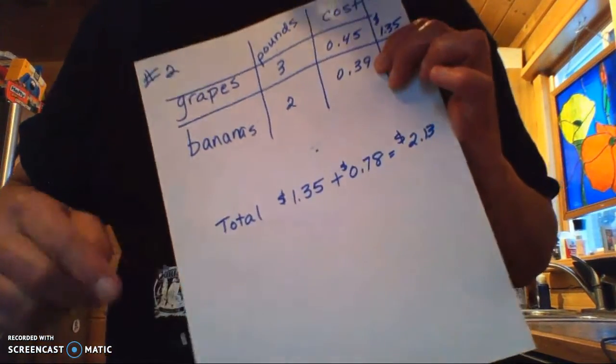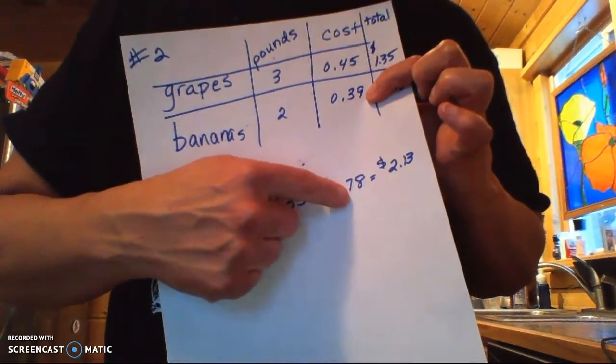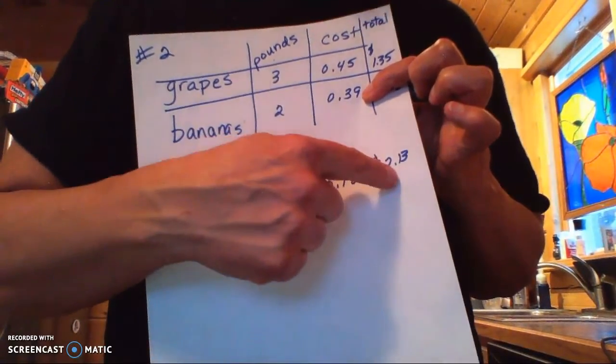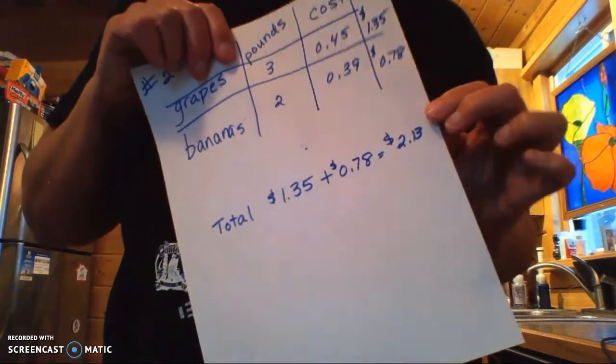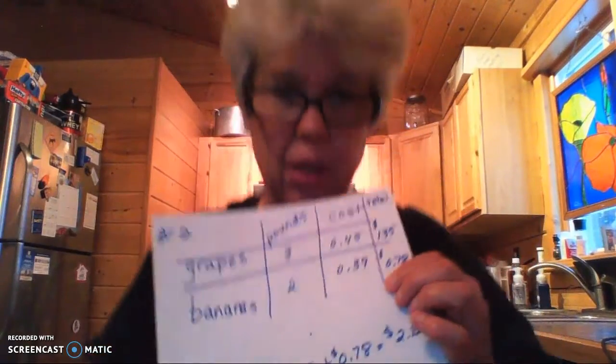So you add your $1.35 for the grapes plus 78 cents for the bananas, and you get $2.13, which is the answer to number 2. Hope that helps.